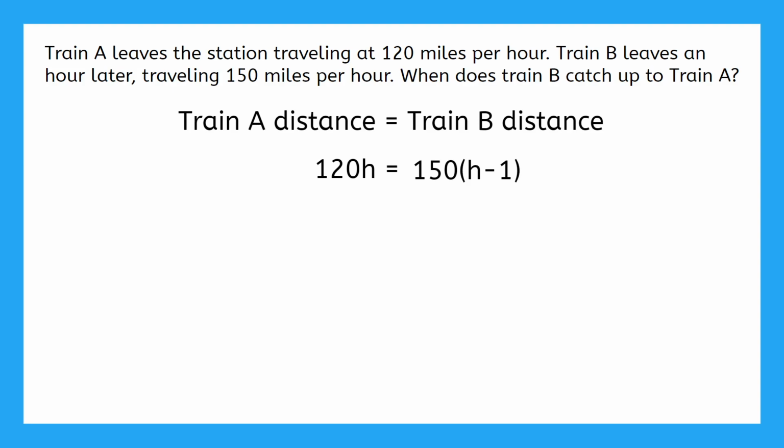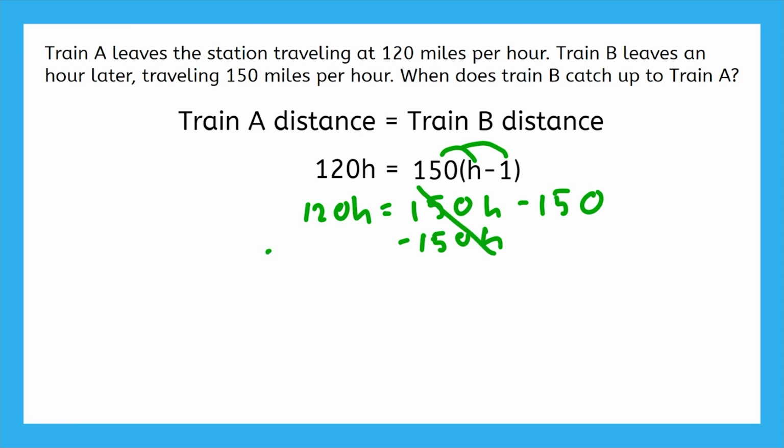Now that we've got the equation set up, let's solve it. First, we're going to need to simplify using distribution on the right side. 150 times h is 150h minus 150 times 1, so just 150. Since we've already got all of our constants on the right, let's get all of our variables to the left. Subtract 150h from both sides, and we will get negative 30h equals negative 150.